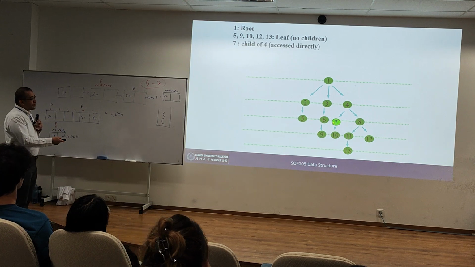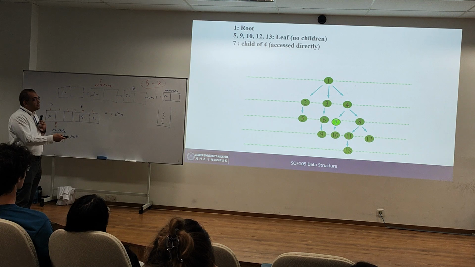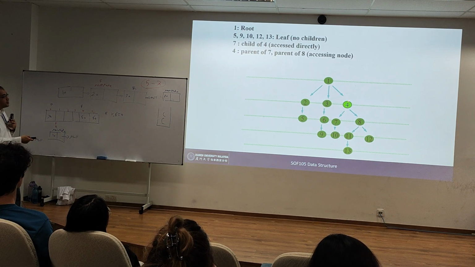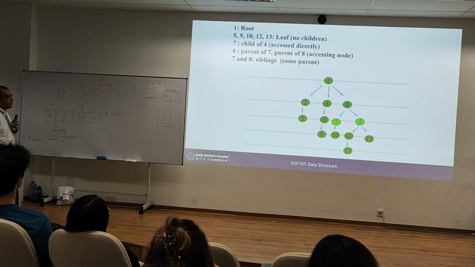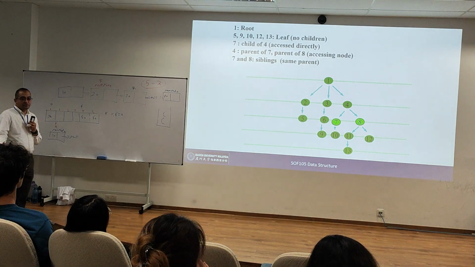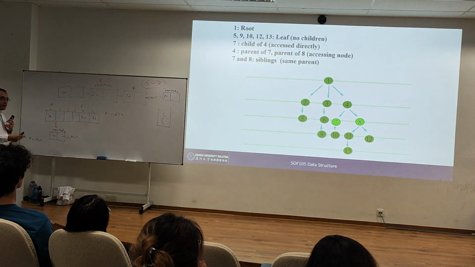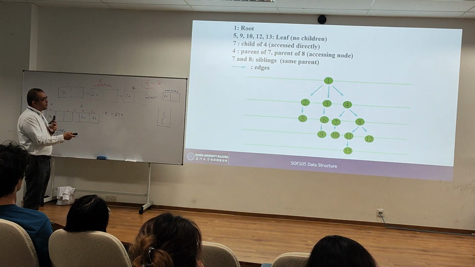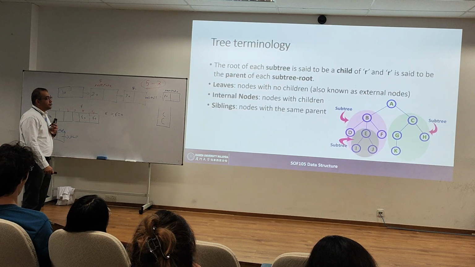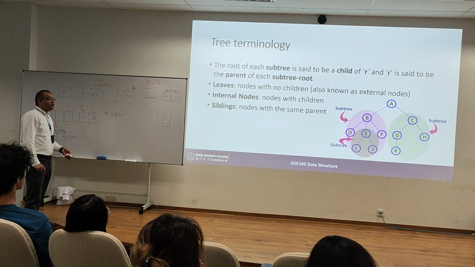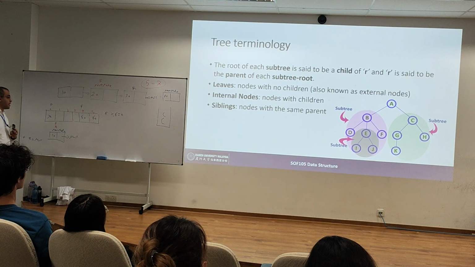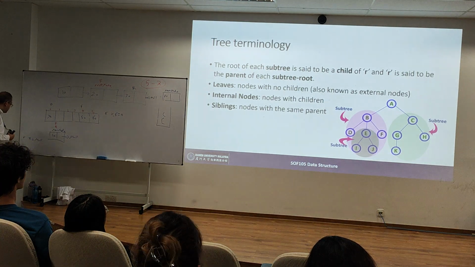Now, if we look at 7, 7 is the child of 4, right? Okay? And 4 is the parent of 7. Okay? And what about 7 and 8? Siblings, right? Okay? Just like brother, sister, or brothers, sisters. Correct? Okay? And of course, the edge represents the pointers. Okay? So there are some very important terminologies we need to understand about the tree.